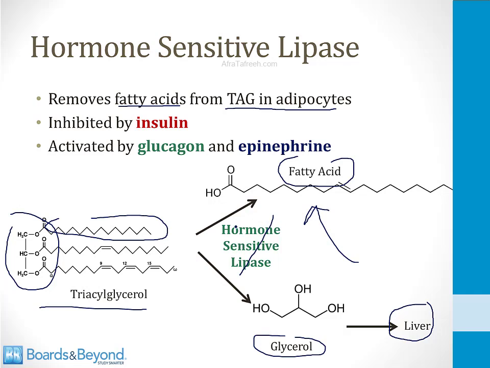This enzyme is inhibited by insulin, therefore there is less breakdown of fatty acids when insulin levels are high. This enzyme is also activated by glucagon and epinephrine, and that's the mechanism by which you increase your fuel supply from fatty acids in the setting of high glucagon or epinephrine levels.